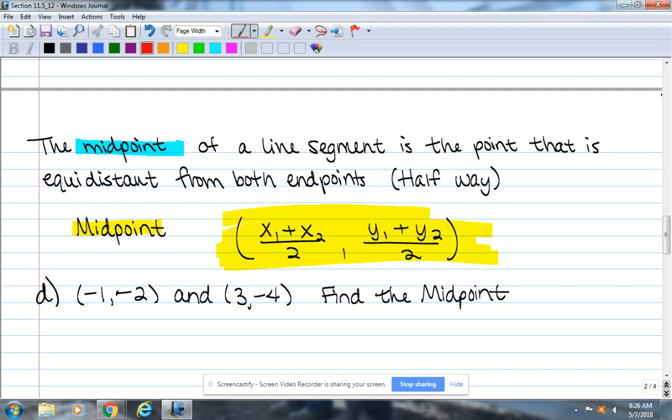So a midpoint is exactly what it sounds like. What do you think the part that says mid means? In the middle. What do you think point means? In the spot. A point is actually an ordered pair, right? Like it's a regular coordinate point, right? So a midpoint is a point that's in the middle of 2 points.